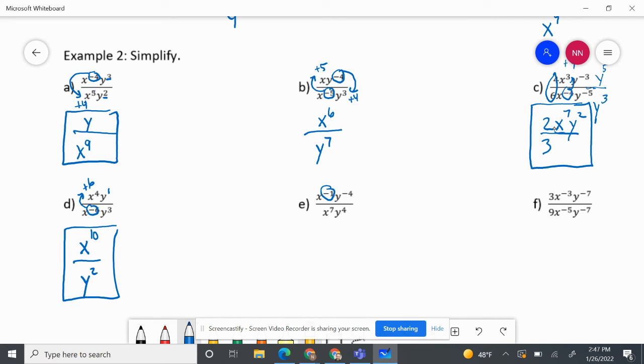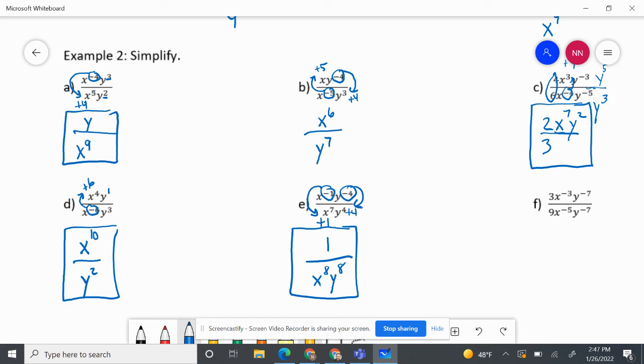For letter E, negative exponent, we bring it down. We add 1. So that would be x to the 8th. Negative exponent, we bring it down. We add 4. So that would be y to the 8th. Since both of these are in the denominator, we put the 1 right here to show that they are in the denominator, not the numerator.